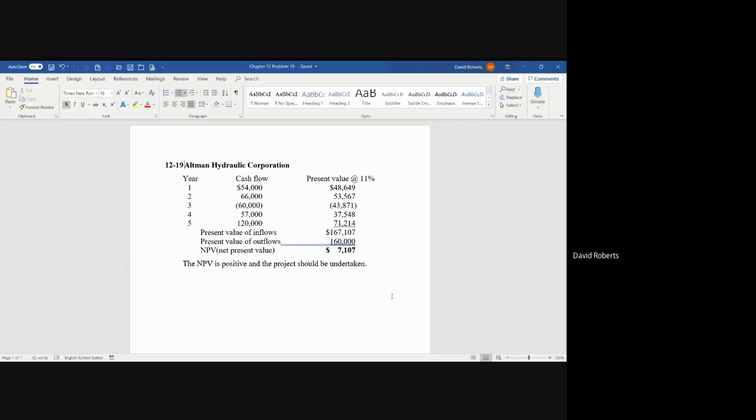You got $7,000 back. You got $7,000 in addition to your 11% return. So 11% return plus 7,107. And the 11% is important because that's your target. So this is where you would wind up with above your target, which is the reason why the project is considered to be acceptable or should be undertaken.